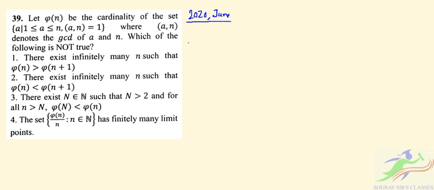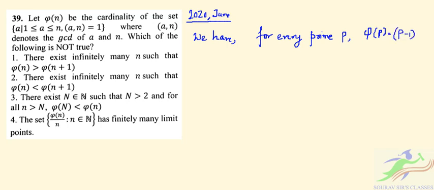So first we have, for every prime p, phi of p is equal to p minus 1.